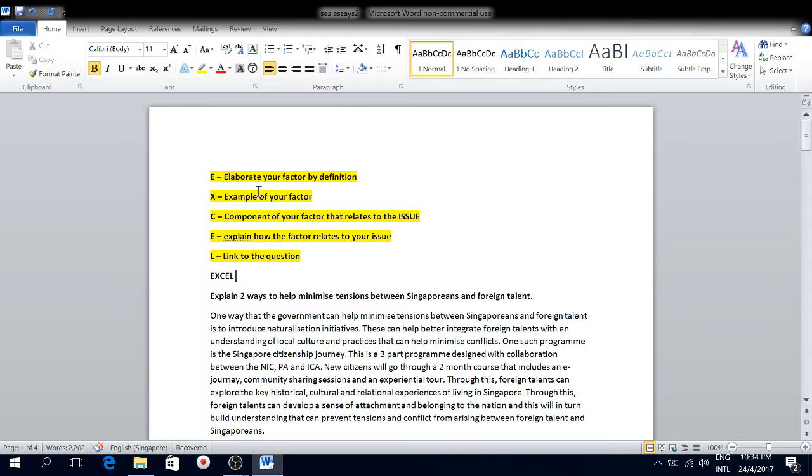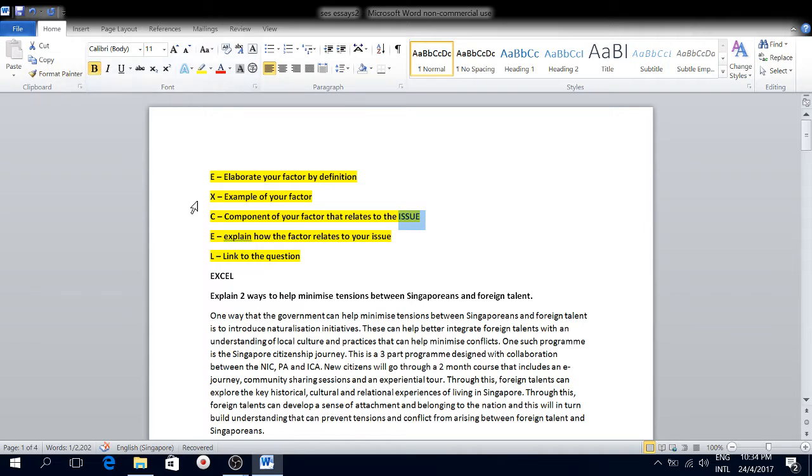Second thing, give one example of the factor that you have mentioned. It's quite straightforward. C, component of your factor that relates to the issue. Okay, when you list your factor, it must be something relatable to the issue that you're talking about. So don't just blabber on and tell me a grandfather story about your factor. Make sure you focus on aspects of the factor that relate to the issue that you're trying to answer.